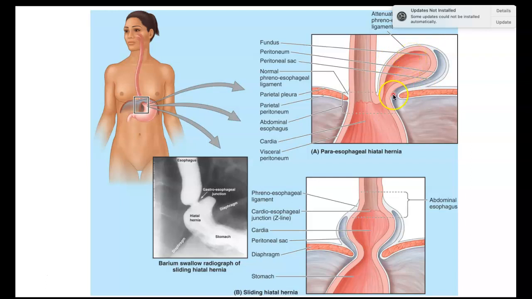but a peritoneal pouch along with part of the stomach, mainly the fundus of the stomach, herniates into the thorax. Okay, so these two types of hiatal hernia are called hiatal hernia because part of the stomach or esophagus herniates into the thorax through the esophageal hiatus. That's how the name came, hiatal hernia. Now, two types again. One is sliding hiatal hernia, and the other one is paraesophageal hiatal hernia.